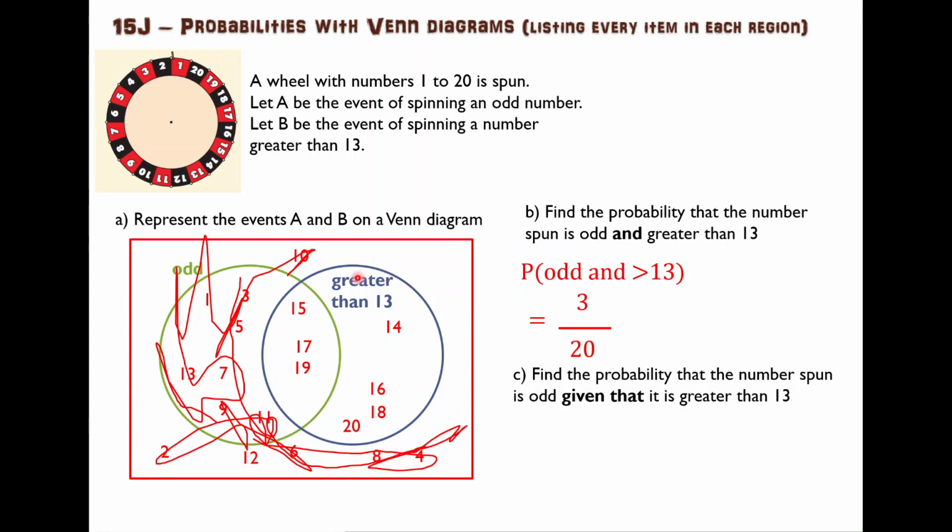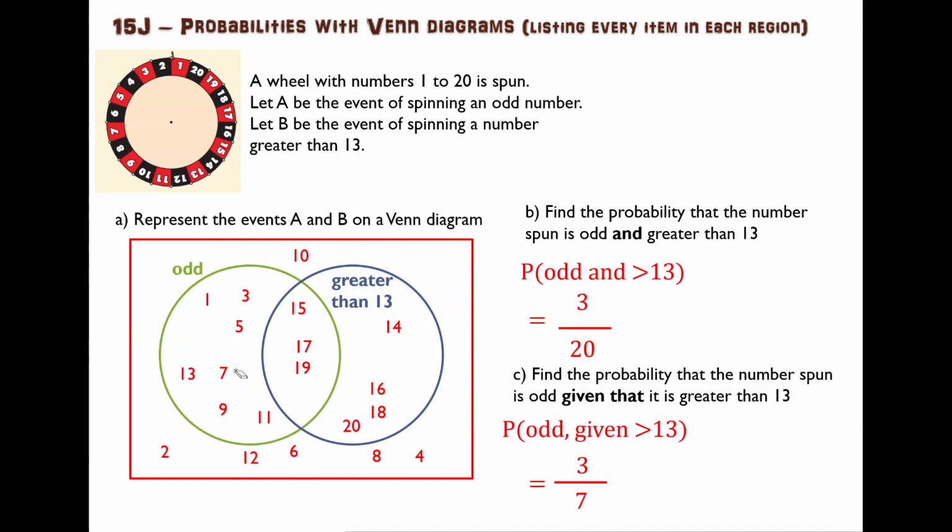So out of these outcomes, how many are odd? Well, 3 of these are odd. Out of 1, 2, 3, 4, 5, 6, 7. 3 out of 7 are odd. So given that it's greater than 13, the probability that it is odd is 3 out of 7.